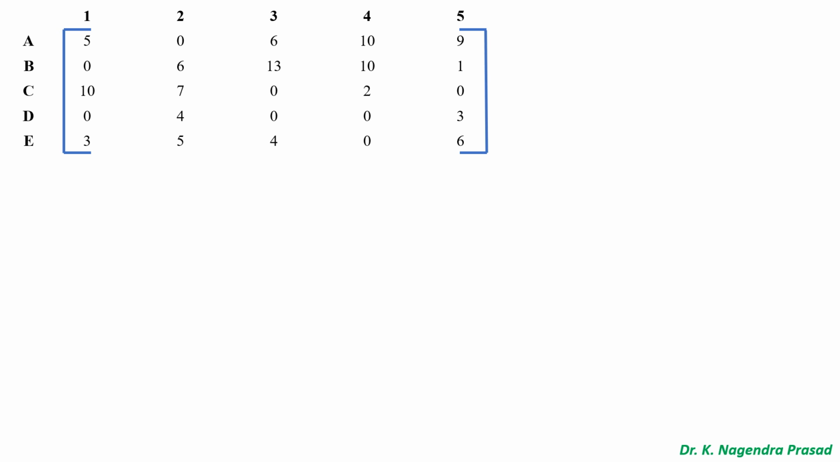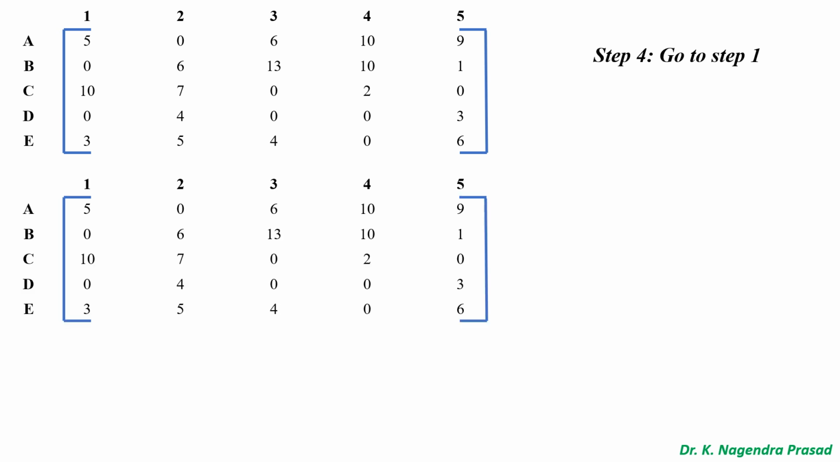This is the modified cost matrix, and we will go for the next step, that is step 4, go to step 1. So once again we have to repeat the same steps. First we have to do the row reduction and column reduction. For the row reduction and column reduction, first we have to determine the row minimum value and column minimum value.